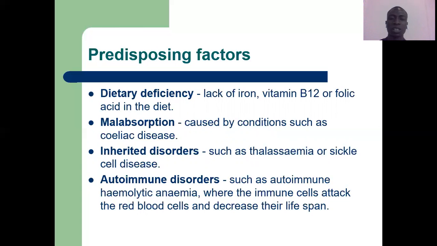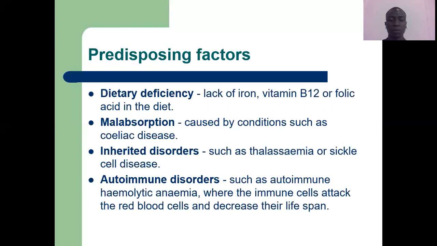We have dietary deficiency. When somebody is lacking iron, vitamin B12, and folic acid in the diet, they are predisposing themselves to anemia. Also malabsorption caused by conditions such as celiac disease. When the intestines are failing to absorb nutrients, the patient can end up having anemia. And also inherited disorders such as sickle cell disease. When somebody has sickle cell disease, they are also prone to anemia.